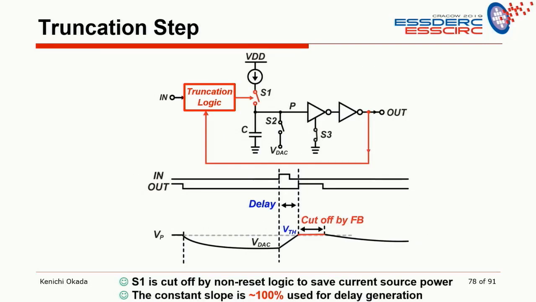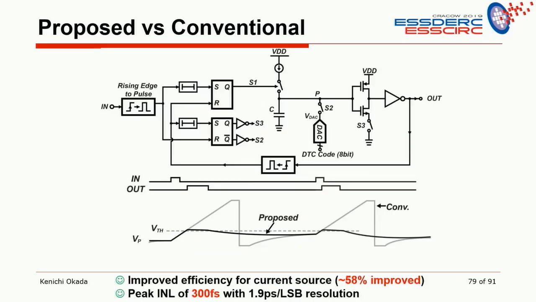And one more thing is that usually the conventional DTC is once reset to the ground state, but in this case it is not reset and keeps the high voltage around here. The conventional one becomes like this, but the proposed one keeps around here, and the charge is never reset, to keep the charge around this capacitor.